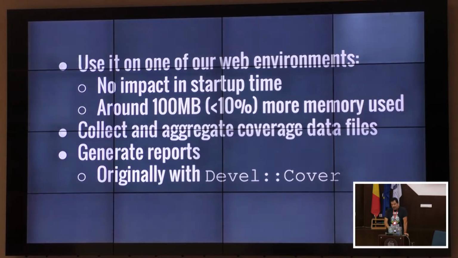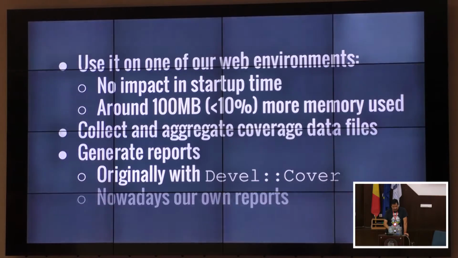Originally, we used DevelQuickCover and used its reports. Now we're generating our own. So we have that metadata that I mentioned that you saw in the file. We put in there, for instance, the Git tag that's associated to that deployment. So with that, we can know if we're looking at a file that was recently changed.